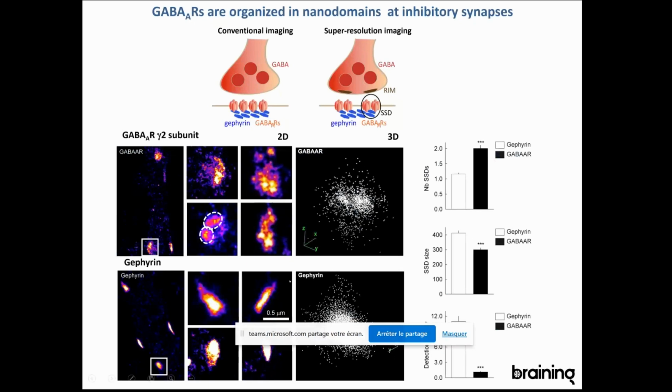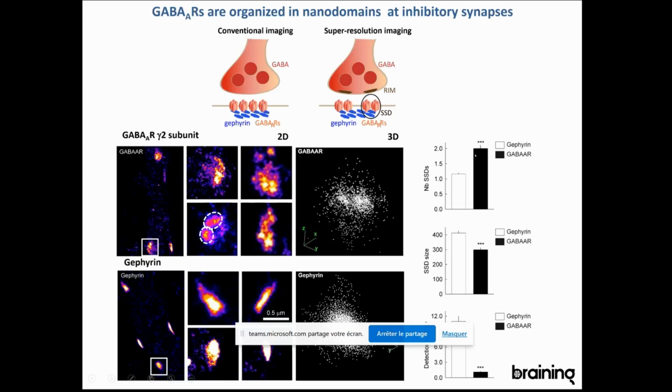So as I mentioned before, using this technique, we could show the 2 nanodomains of GABA receptor that are present at the synapse, as you can see here. You can look at them in 2D and also in 3D. And you can see that this is very different between the receptor and the gephyrin scaffold, which is quite homogeneous. So you have a homogeneous gephyrin scaffold, but you have nanodomains of receptor, and you can quantify this data by measuring the number of these domains.